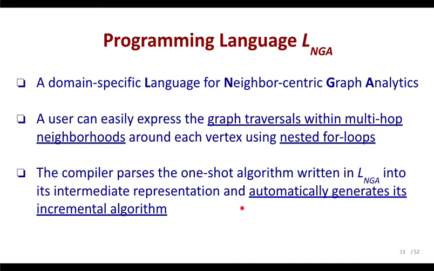And this LNGA is a domain-specific language for neighbor-centric graph analytics. A user can easily express the graph traversals within multi-hop neighborhoods around each vertex using nested for loops. Our compiler parses the one-shot algorithm written in LNGA into its intermediate representation and automatically generates its incremental algorithm.